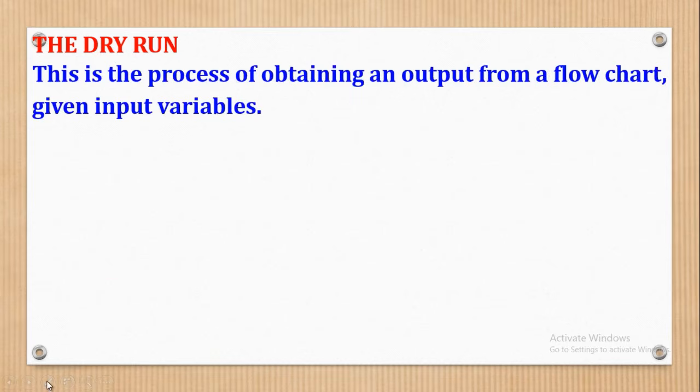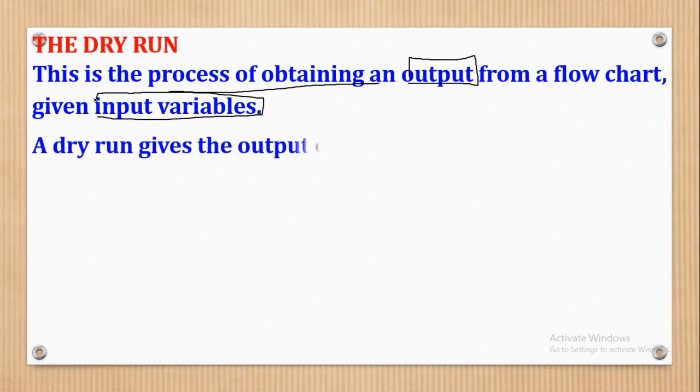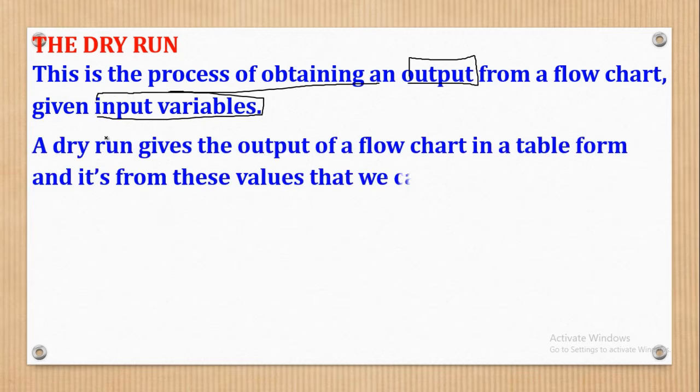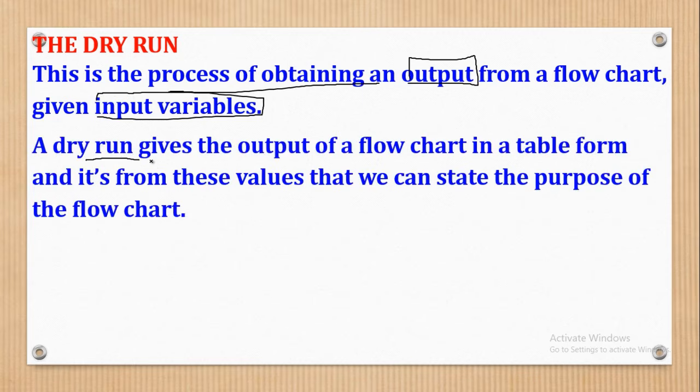So what is a dry run? We shall say that a dry run is the process of obtaining an output from a flowchart given input values or variables. This implies that a dry run gives the output of a flowchart in a table form. So in a dry run, what we want is you to tabulate the output of a flowchart in a table form. And it's from these values that we can state the purpose of the flowchart.